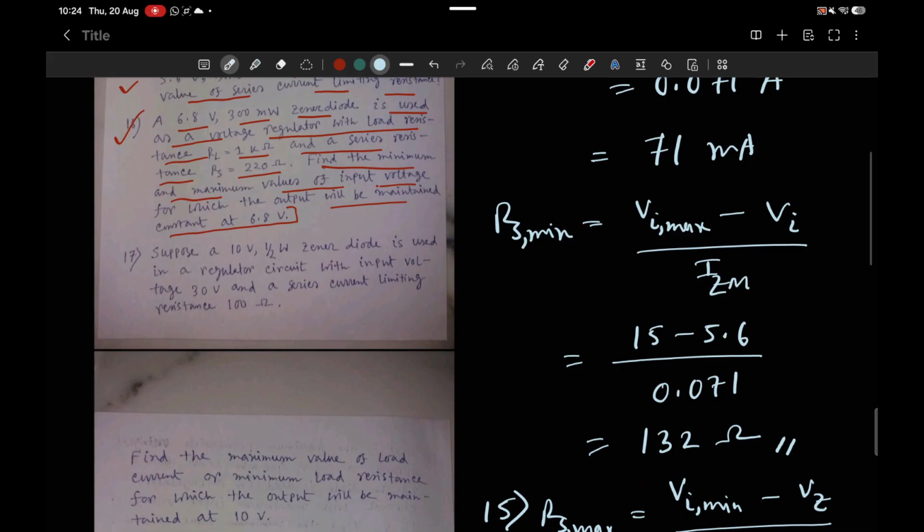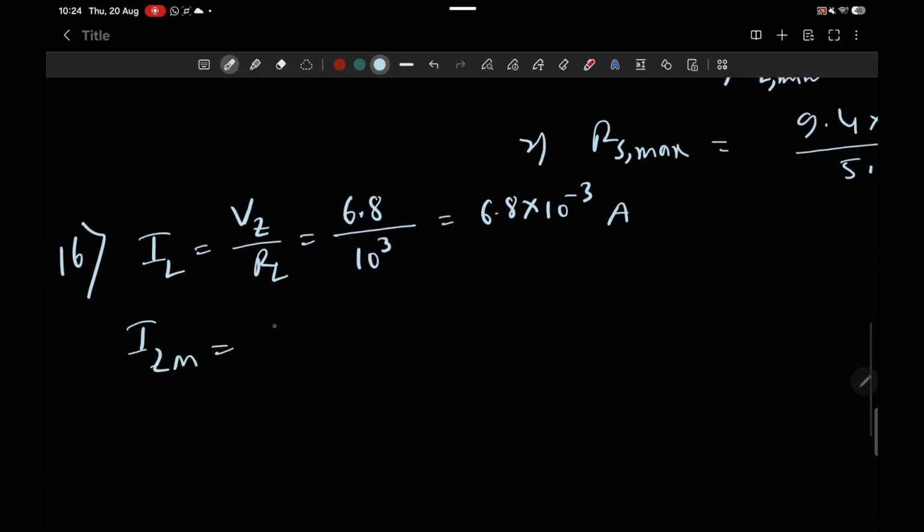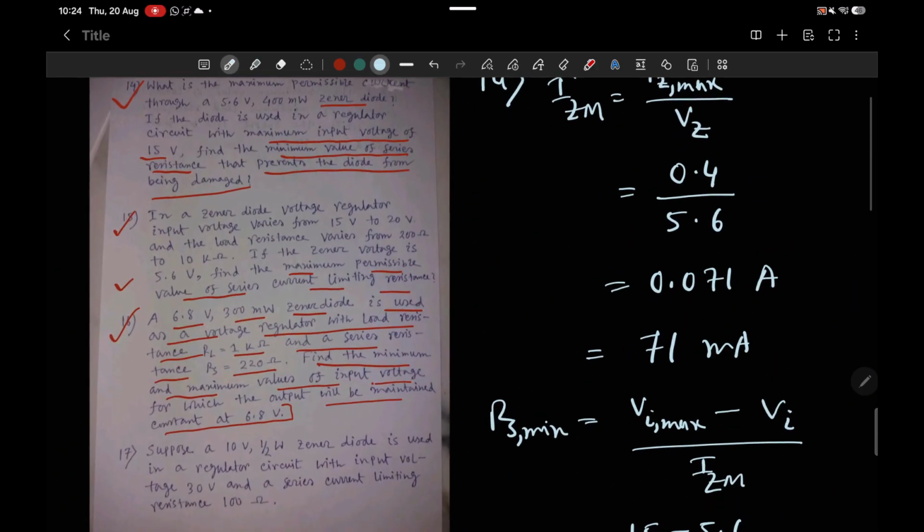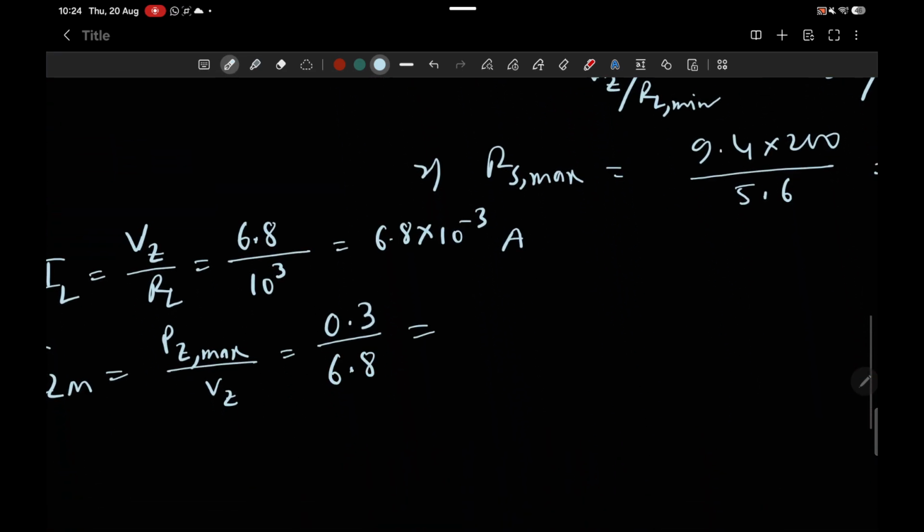Now RS is given, so IZM we can calculate, it is PZ max by VZ, that is 0.3 watt by 6.8. So it will be like 0.044 ampere. And this is 0.0068, so we can write it as 0.007 ampere nearly. Okay.